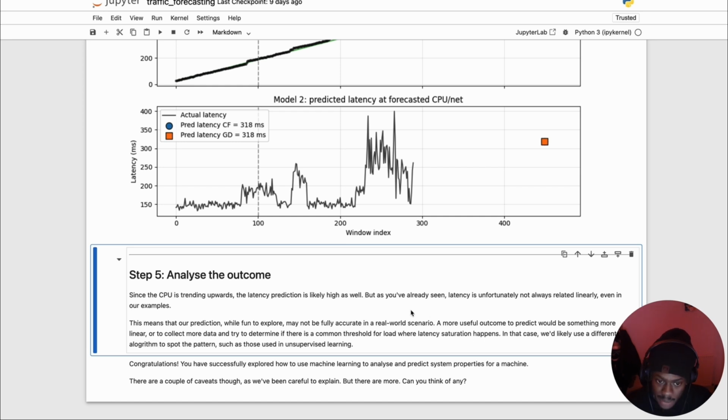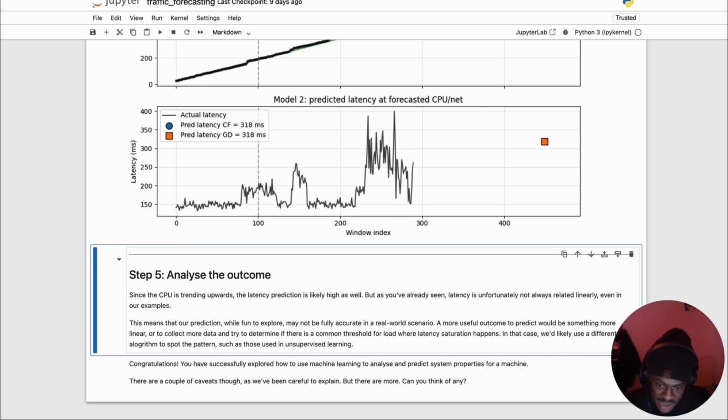And just to quickly recap, Model 1 used time to predict CPU, and Model 2 used CPU and network traffic to predict latency. By chaining them together, we built a powerful end-to-end forecasting pipeline. This can be a fundamental shift in how you approach reliability engineering. This ability to stop looking at dashboards of the past and to start getting a data-driven view of the future means that you can do proactive capacity planning and set alerts on predicted SLO breaches.